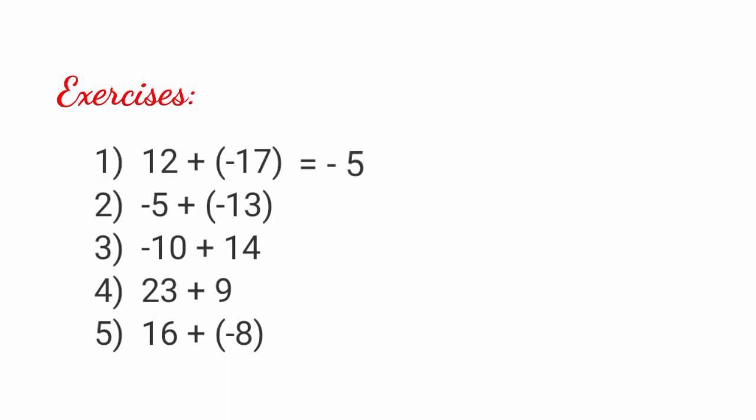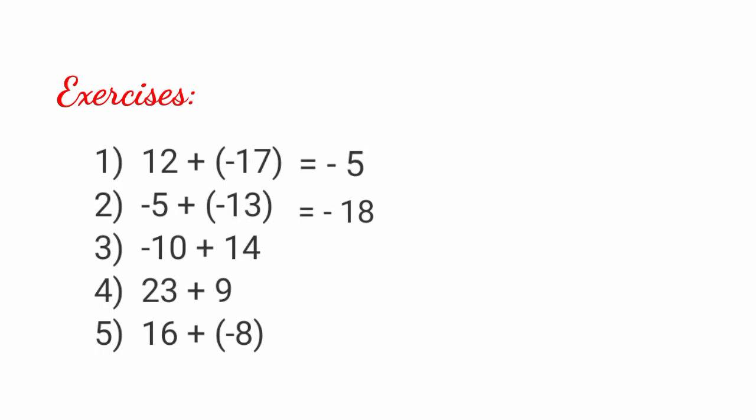Number 2. Negative 5 plus negative 13. Since they have the same sign, this is rule number 1. In that rule, we will simply add the numbers, that is 5 plus 13 is equal to 18, and then we will simply copy the sign. Therefore, our final answer is negative 18.